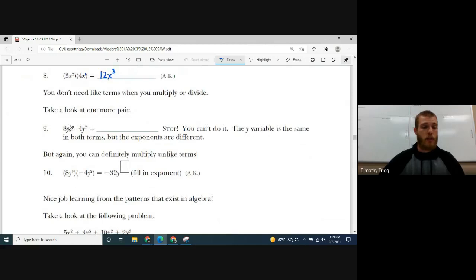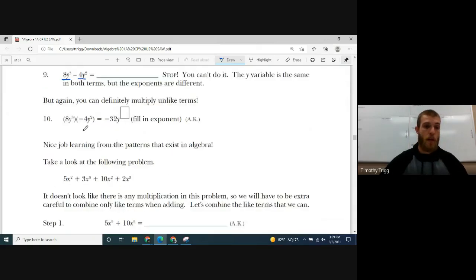What about these? Can I subtract these? No, because these are not like terms. Again, these are not like terms because these have different powers. So in order to add or subtract, they need to have not just the same variable, but also the same exponent. But I can multiply them together, right? In this case, it'd be y to the power of 5 because you add those exponents.